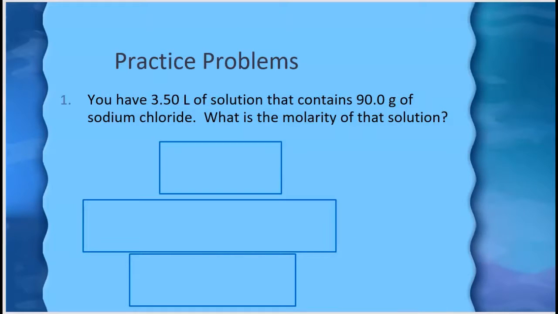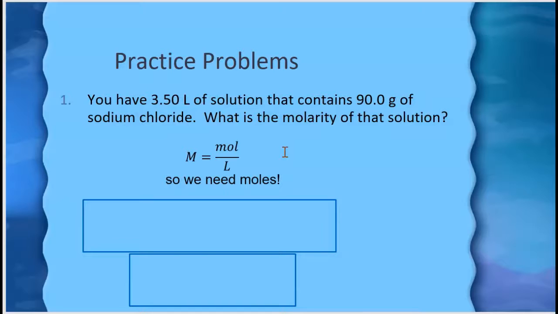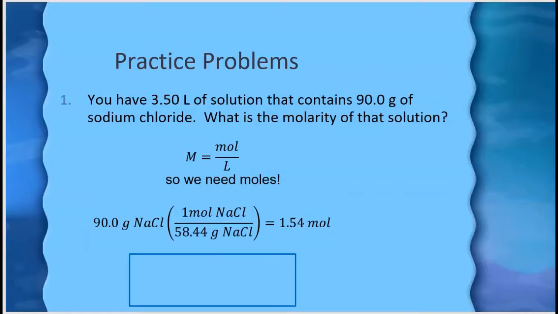So I have 3.50 liters of solution that contains 90.0 grams of sodium chloride. What is the molarity? Okay, well, we think about what molarity is. Molarity is defined as moles over liters. So that means we're going to need to get moles. This is not grams over liters. It's moles over liters. So I'm going to take that 90 grams of sodium chloride and use the molar mass to convert that into moles.